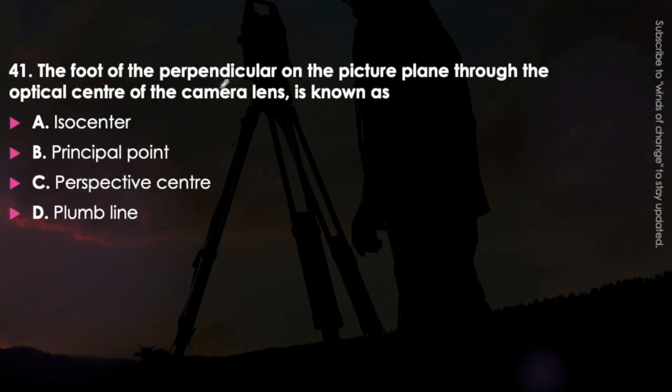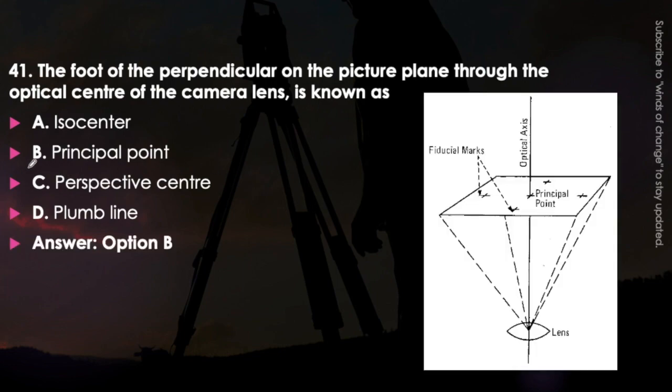Next question. The foot of the perpendicular on the picture plane through the optical center of the camera lens is known as isocenter, principal point, perspective center, or plumb line. Just think about it. The foot of the perpendicular, meaning at the base, through the optical center of the camera lens is called option B, that is principal point. You can see here this is the optical axis from the camera lens. It will be perpendicular to the picture plane, and where it intersects, this point will be called the principal point. So option B will be the correct answer. Next question.